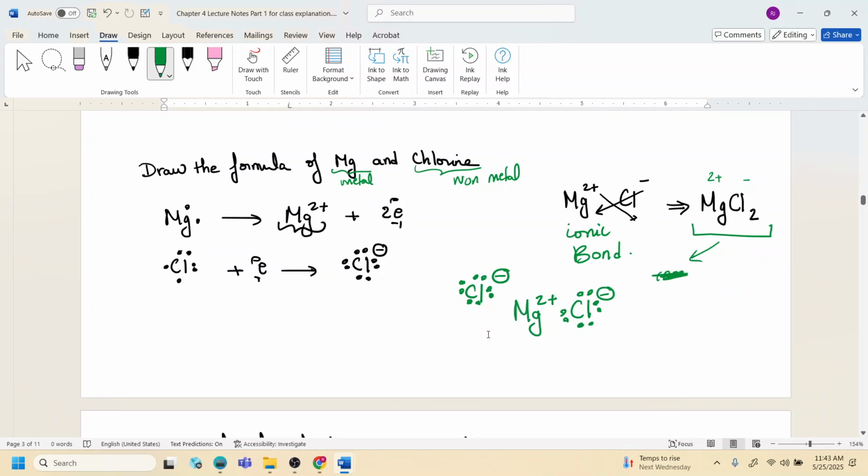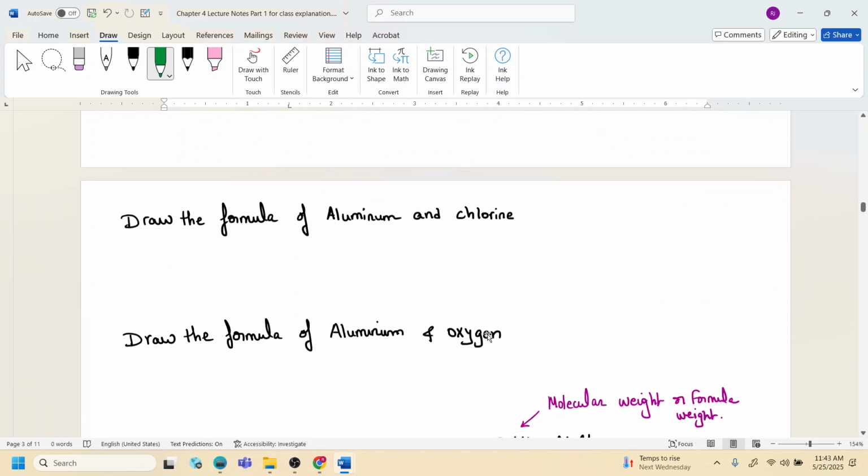Ionic bonds are very, very strong bonds. These are very strong interactions. It's kind of misleading when we say an ionic bond. It's more like an ionic interaction, but we call it an ionic bond. The interaction is very strong with these types of molecules.